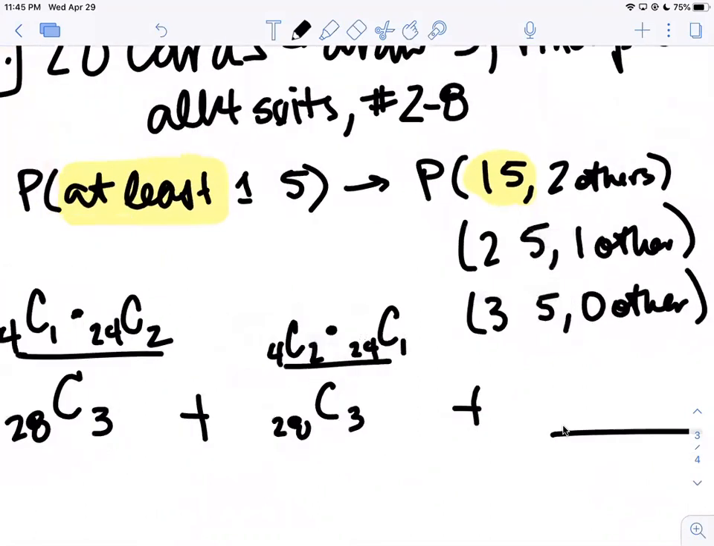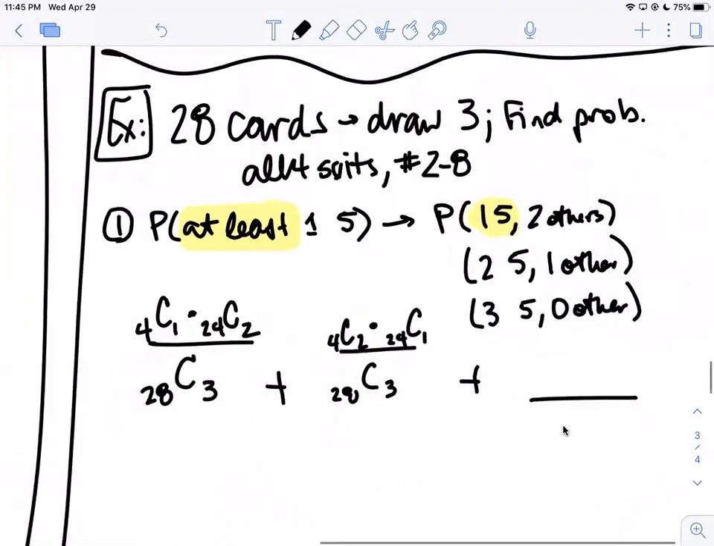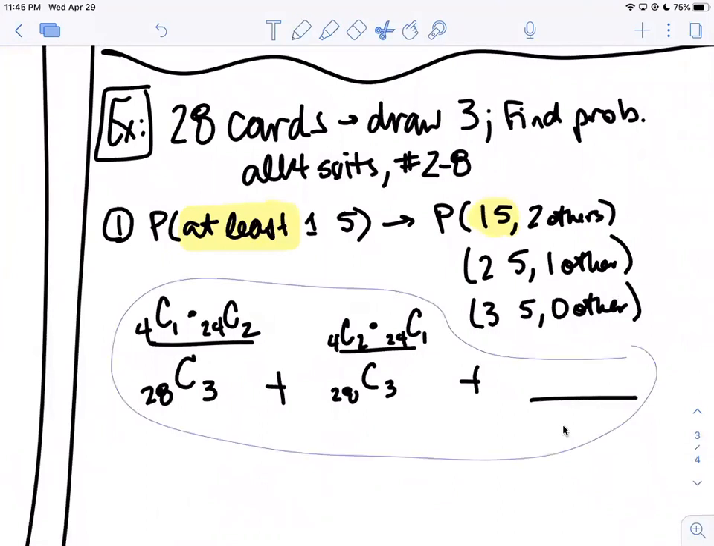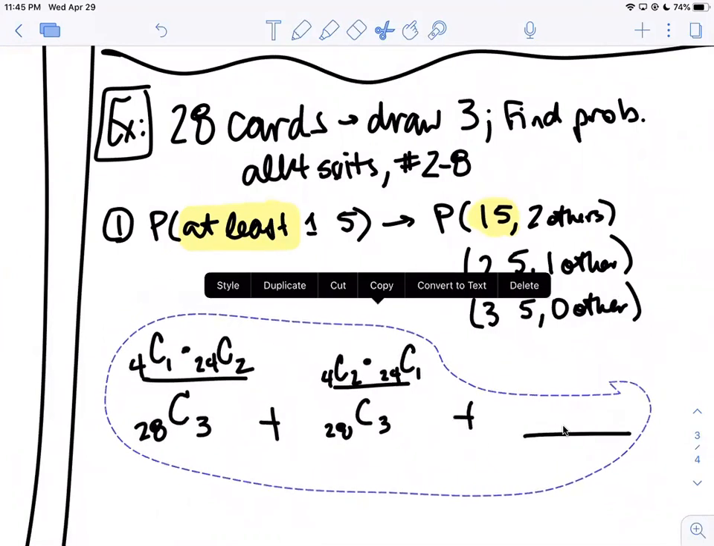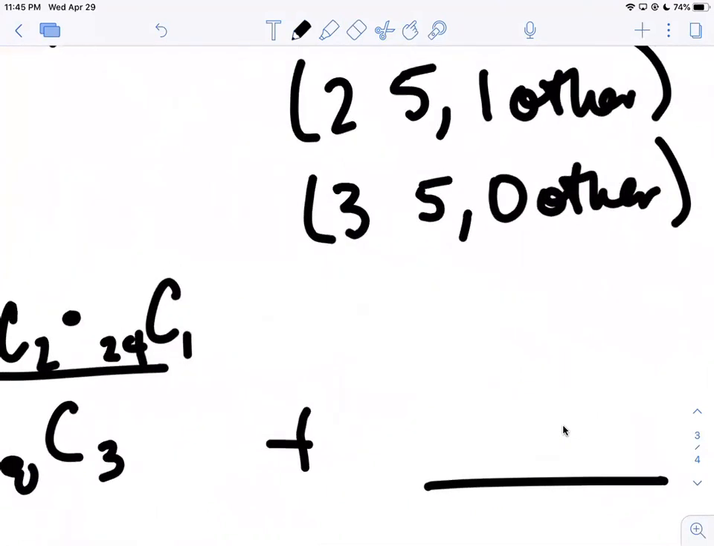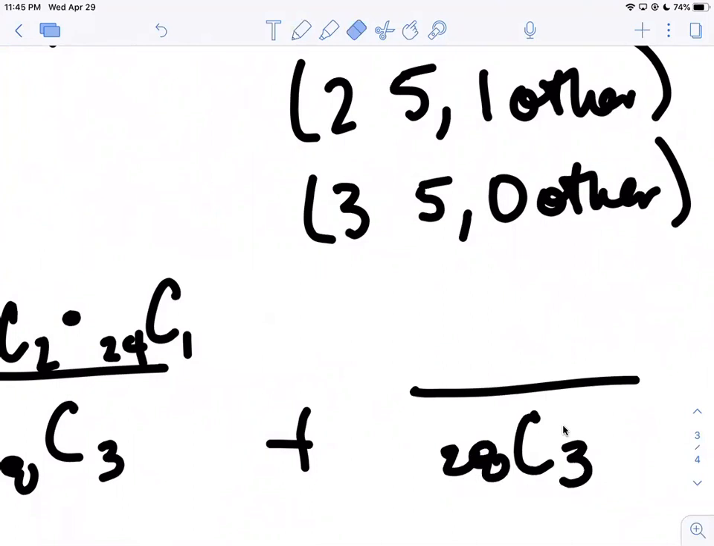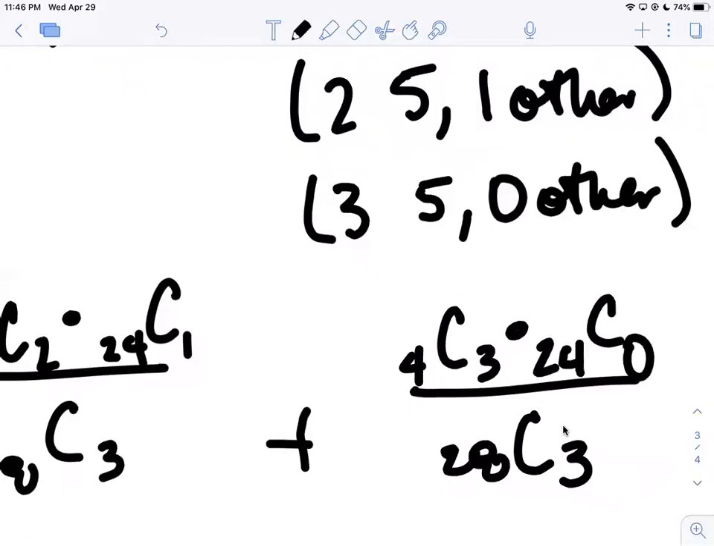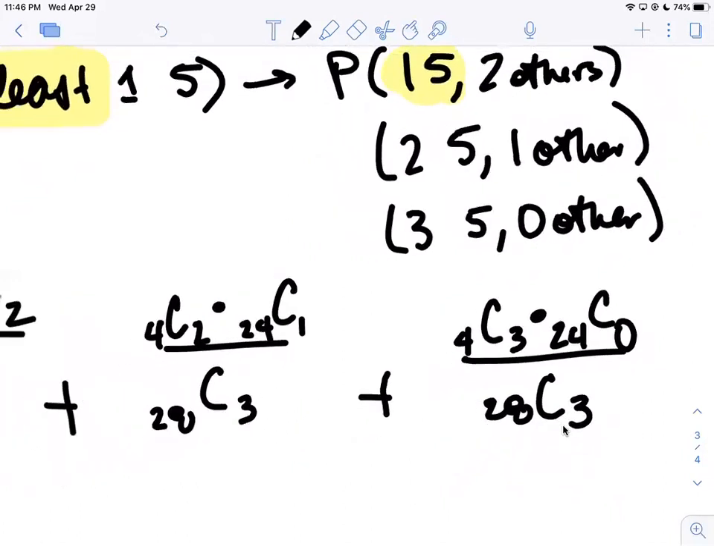Okay. Let's move this down. It's going to get a little tight in here in a second. Scooch. Okay. All right, my last option is also going to have 28, choose 3 in the denominator because, again, that's my total. Now for my 5s, I want 3 of them. So of the 4 5s, I want to choose 3 of them. 4, choose 3. And then I've got no other cards that I can get. So I'm going to have 24, choose 0. That's going to tell me what's my probability of having 24 other cards and not picking any of them, okay?